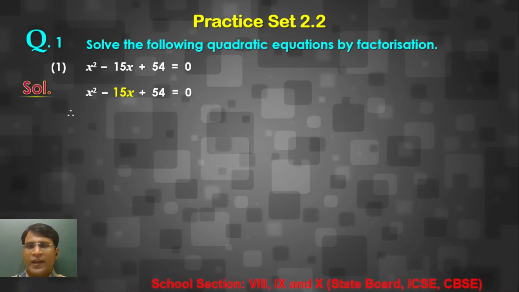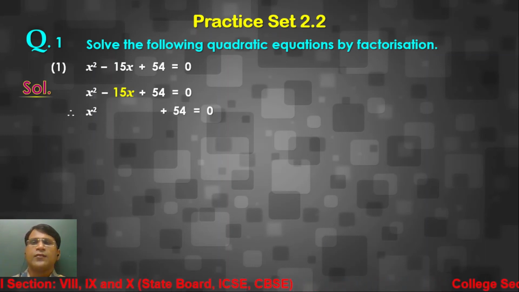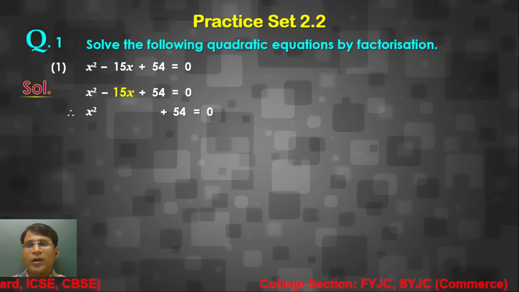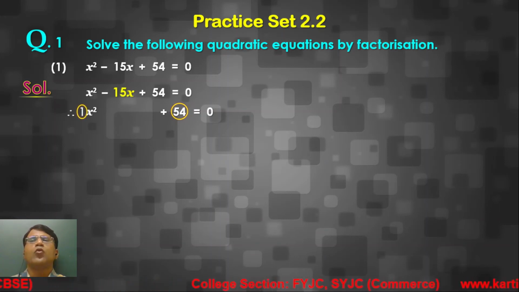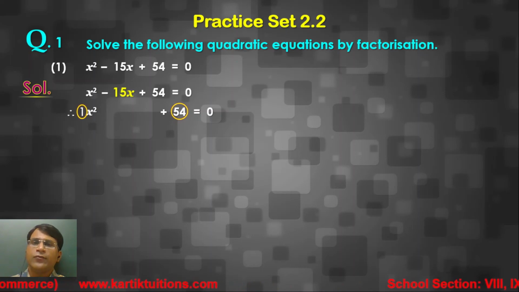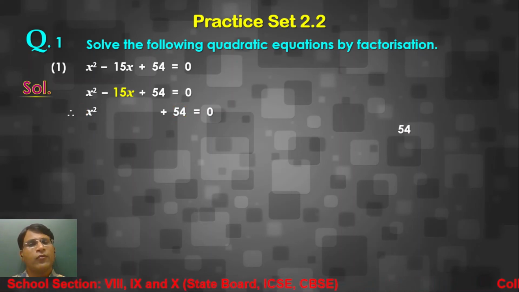Now here our x square is there and the c is 54. So we need to multiply 54 with a. But यहाँ a दिख नहीं रहा है. I have been always telling you all, जिसका कोई नहीं होता उसका कौन होता है? 1. So when I say only x square, it is actually 1 into x square. So in this sum, our a is 1 and c is 54. So I will multiply 1 with 54, which will give me 54.